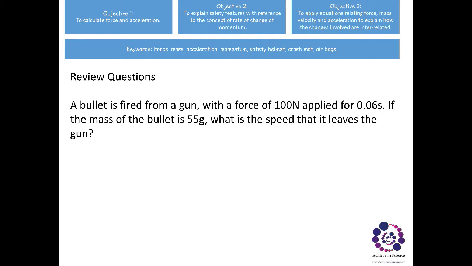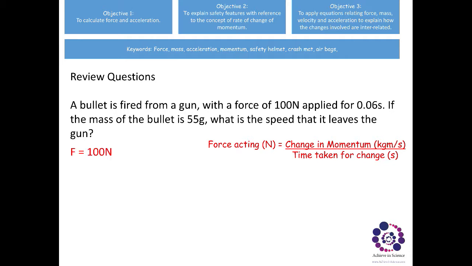Finally, a bullet is fired from a gun with a force of 100 newtons applied for 0.06 seconds. The mass of the bullet is 55 grams. What is the speed that it leaves the gun? Remind yourself of the equation. Write out what you know. Force, 100 newtons. Time, 0.06 seconds. Mass, remember, mass should always be given in kilograms, so therefore the mass is 0.055 kilograms.